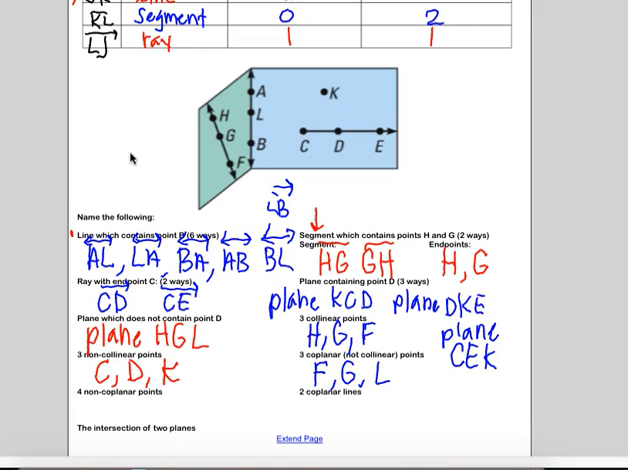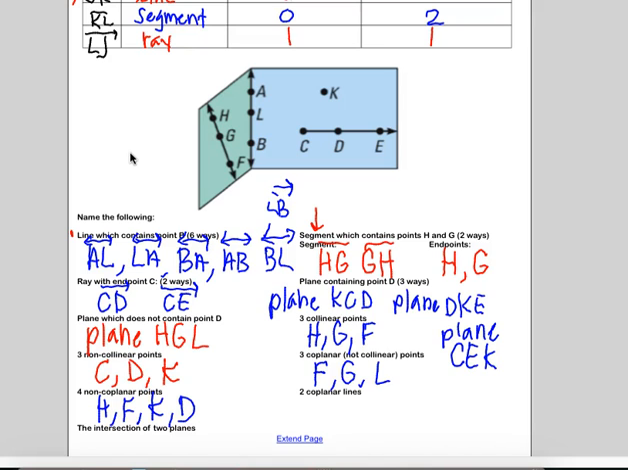What about 4 non-coplanar points? So I need points on 2 different planes, because non-coplanar means they do not fall on the same plane. So if we start on this green plane, H and F are on the green plane, now what's a point on the blue plane? Well, K and D. So that could work. So H, F, K, and D. Good work. 2 left here on the home stretch.